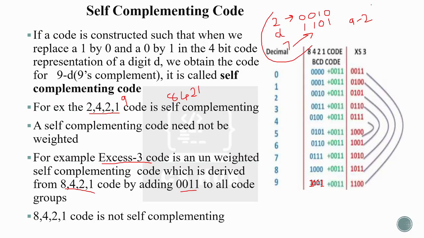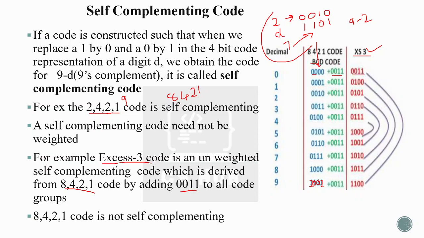Consider this example. Here, this blue color code is BCD, and we are adding 3, 0011, to each digit, and we will get an excess 3 code equivalent to each decimal digit. Okay, so this is the excess 3 code, and this code is self-complementing. This blue color is the 8421 code, and this is not self-complementing.